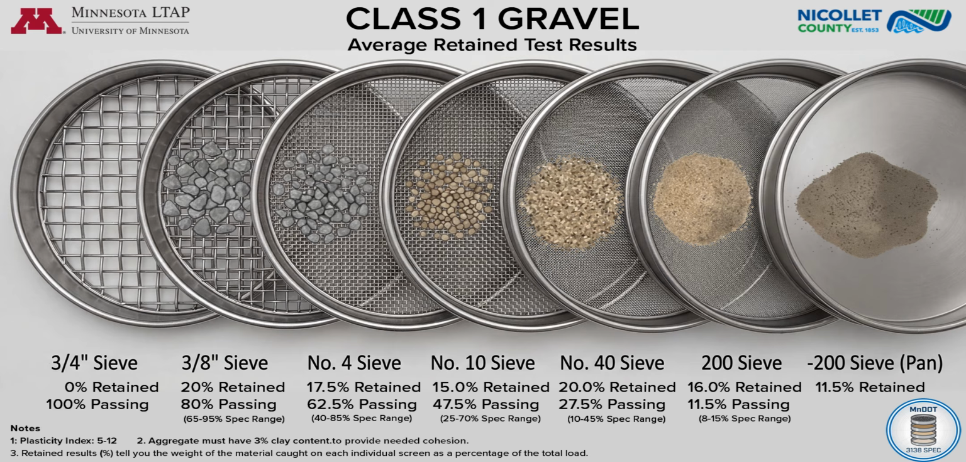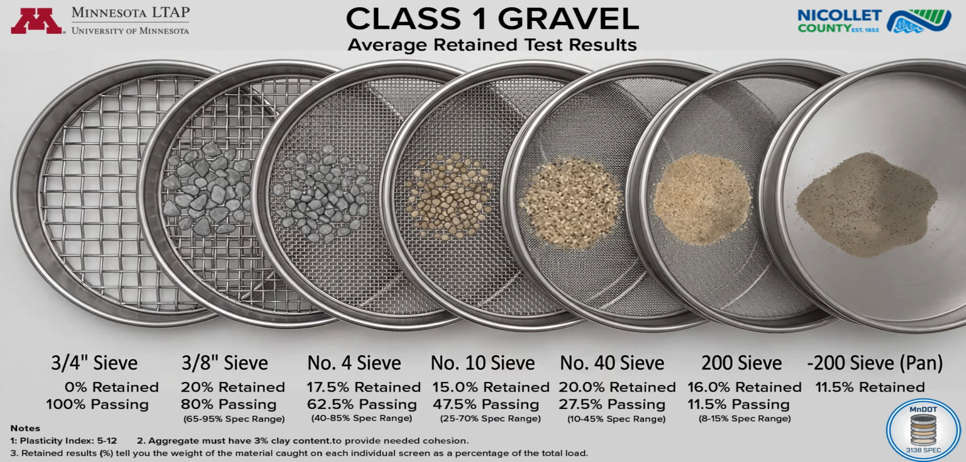We start at the top of the stack to identify the largest rock in the mix. 3/4 of an inch sieve. You will notice that 100% of the material passes this sieve. This means every single piece of rock in a Class 1 surfacing mix must be smaller than 3/4 of an inch.